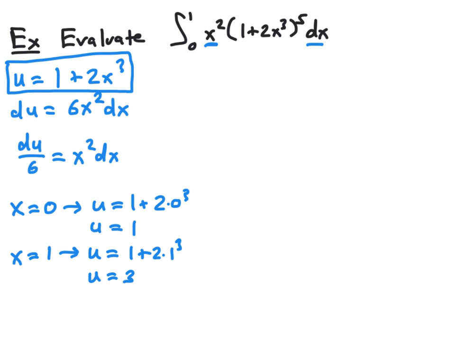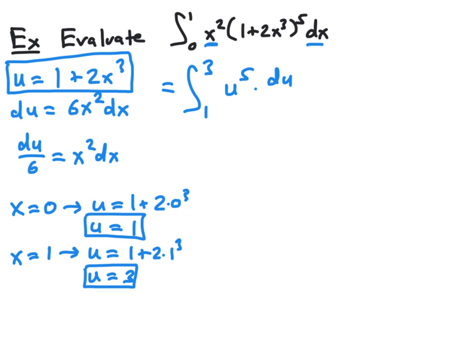And so these are our new limits of integration, 1 and 3. Our integral becomes, instead of 0 to 1, the integral from 1 to 3 of u to the fifth power times du over 6. And so we've changed both our limits of integration. We've replaced 1 plus 2x cubed with u, and we've replaced x squared dx with du over 6. And we can now integrate this integral in a straightforward fashion. We're going to have 1/6 times the integral from 1 to 3 of u to the fifth du.